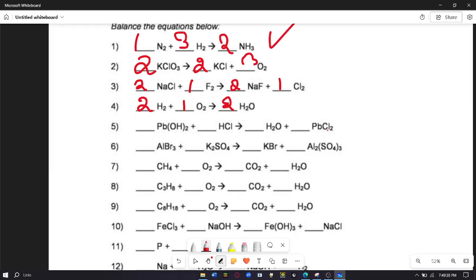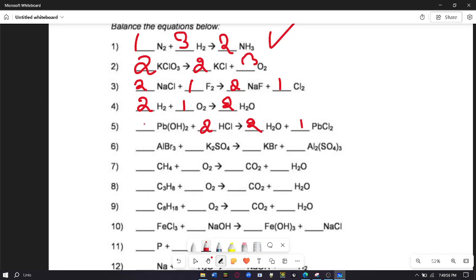So if I make 3 hydrogen, I think we should see if there's any other extra stuff, right? First, I see there's 2 chlorine. So let's add a 2 here. Okay. So in total, we now have a different number. We have 4 hydrogen. We can add a 2 here. So there's 4 hydrogen. And look at that. The oxygens also balance out. There's 2 oxygen here. There's 2 oxygen here.